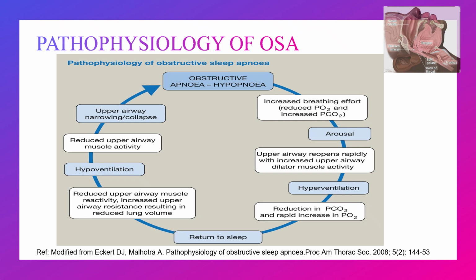This state is detected by your brain, and effort is made to increase your breathing. Arousal occurs, the upper airway reopens rapidly, and the person returns to the hyperventilation stage. The carbon dioxide level is reduced, and there is an increase in oxygen level, and the person returns to sleep. And this whole cycle repeats frequently during the night.